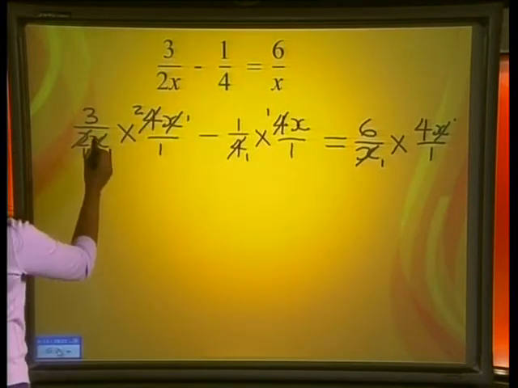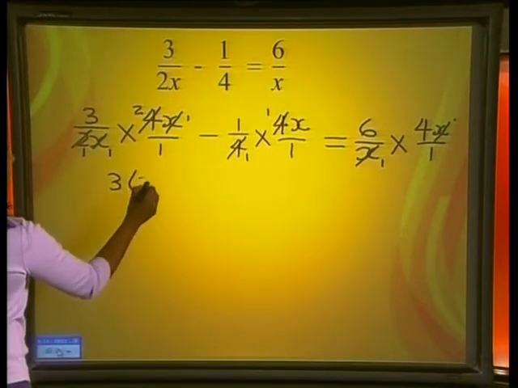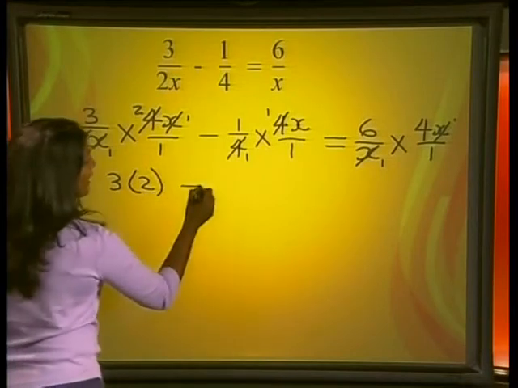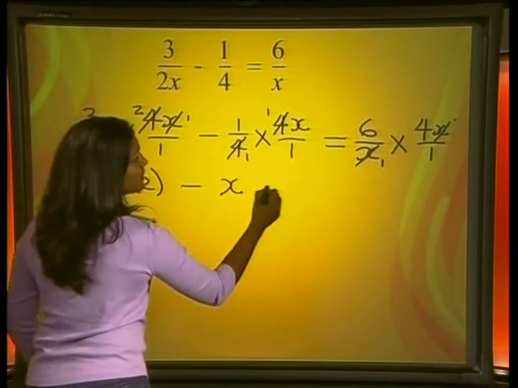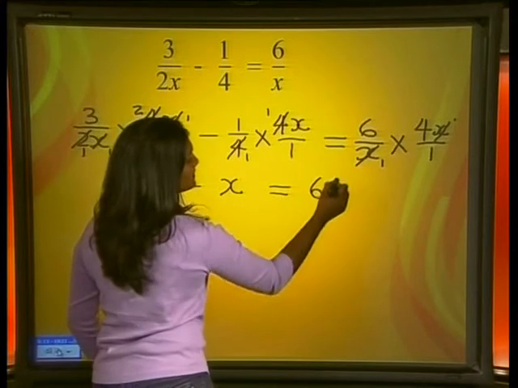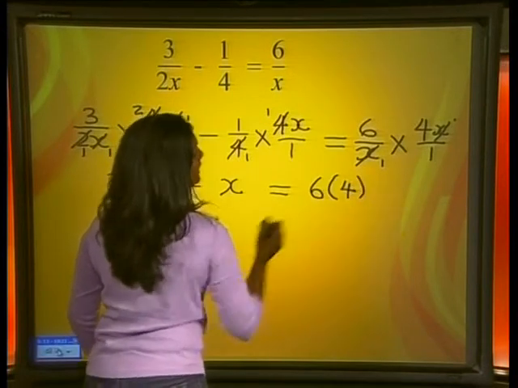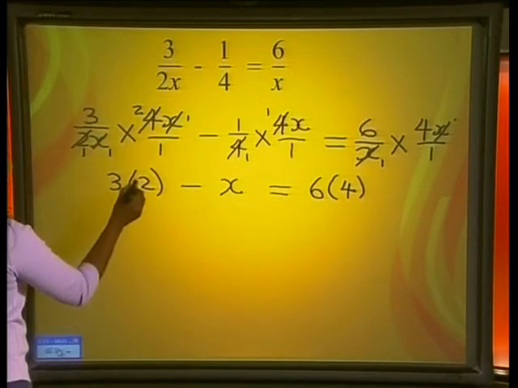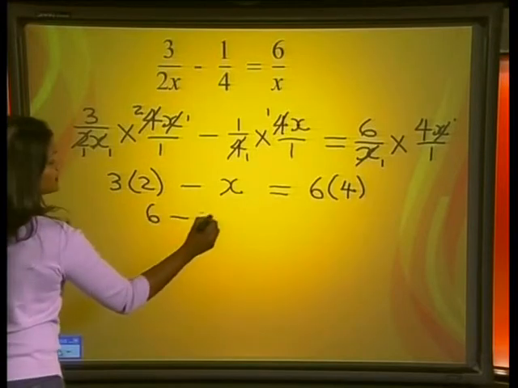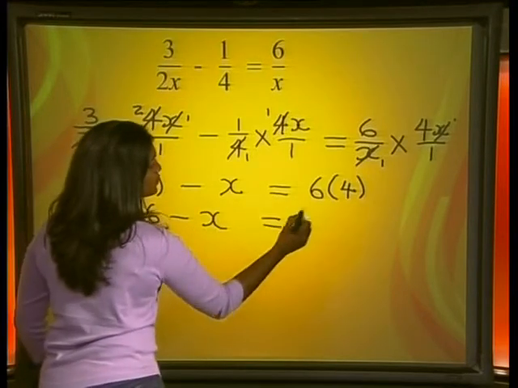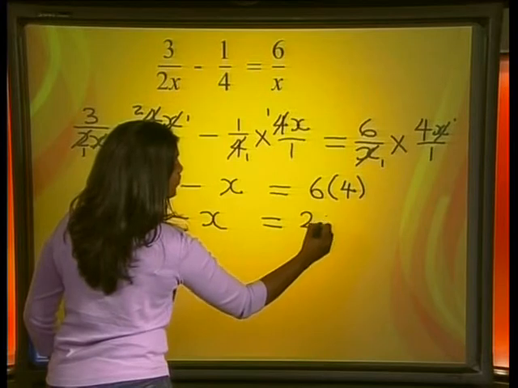Right, let's see what we are left with. 3 multiplied by 2 minus x is equal to 6 times 4. Let's multiply out our numbers. 3 times 2 is 6 minus x is equal to 6 times 4, which is 24.